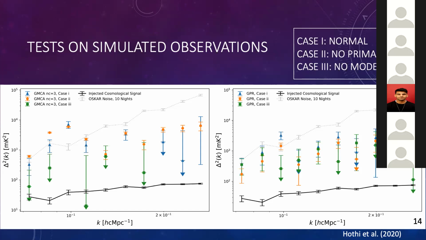For case 3, for GPR, we remove the mode mixing kernel from our total kernel, and we can see that we get a slightly deeper power spectrum on certain scales. And interestingly for GMCA, again, we've removed a source of power, so we do expect to get a deeper power spectrum. But interestingly, 3 components becomes too many at the highest k. So we begin to get overfitting at the higher k values. All of these power spectra have their noise bias removed as well.